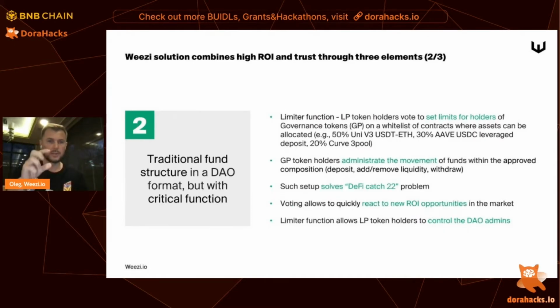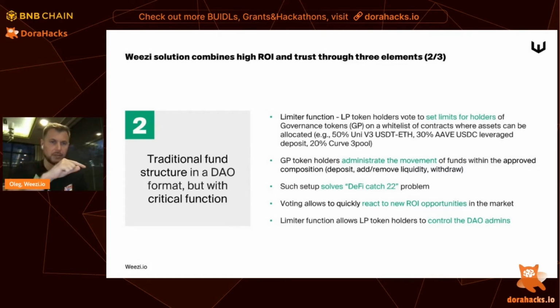Second thing, the problem with automated and manual strategies was solved with the approach of a limiter. So first of all, our traditional fund structure is copied from your traditional financial system, where you have GPs and LPs, general partners and limited partners. In our case, those would be the voting tokens and the community tokens. So the voting tokens would have the voting power. Community tokens would represent basically the assets that are allocated by the investors or the public, and vice versa.